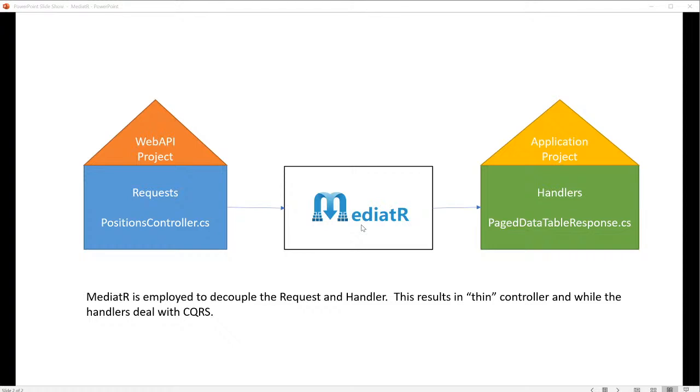The Mediator library is used to decouple the request and the handlers. In the clean architecture, the controllers reside in the Web API project, while the handlers are in the application project. This results in a thin controller while leaving the handlers to deal with command and query.